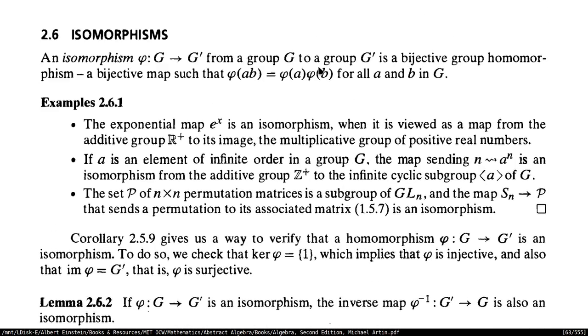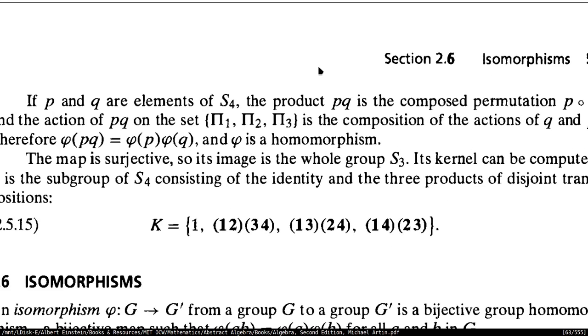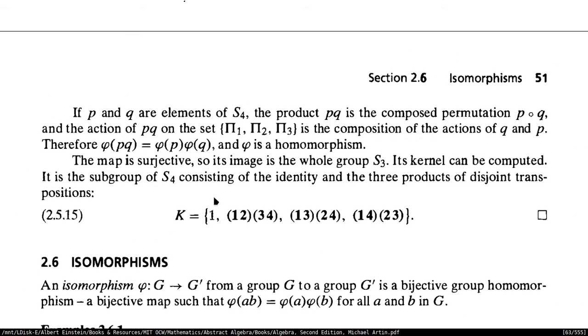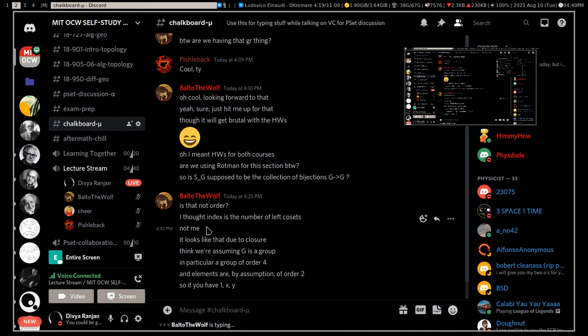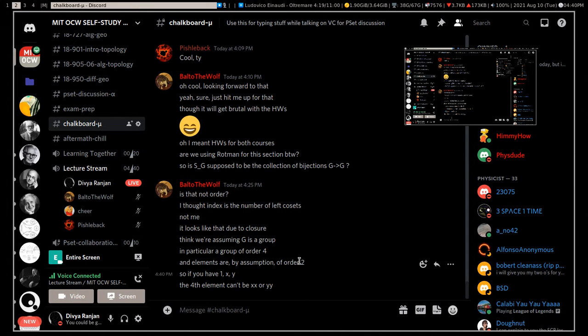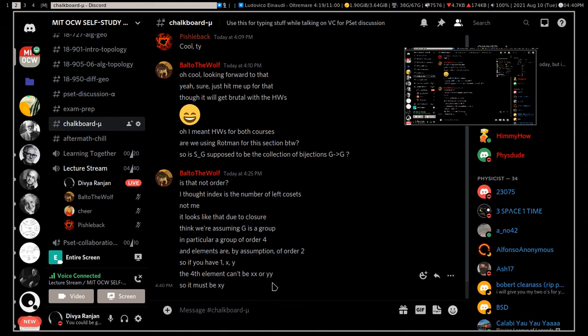Yeah, so this is what I was comparing with. You have the same transpositions, products of transpositions. And the elements are by assumption of order 2, so you have 1, x, y. The fourth element cannot be xx or yy, so it must be xy. Okay. Makes sense.